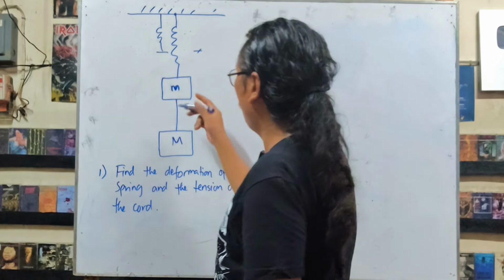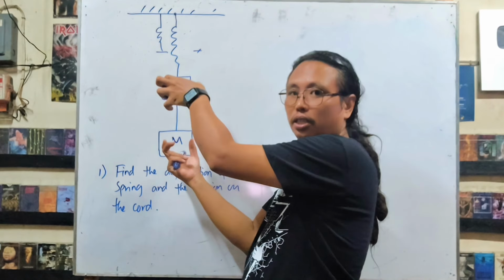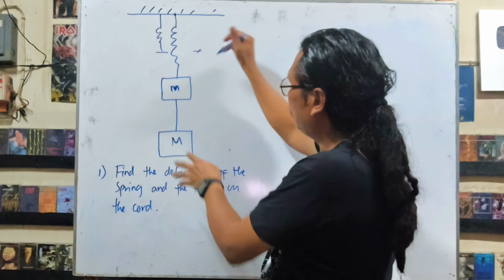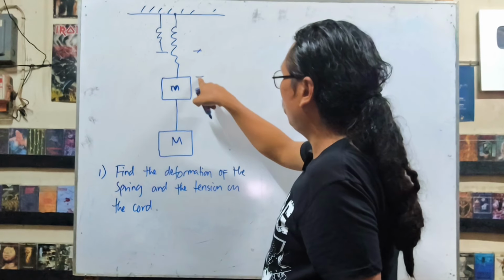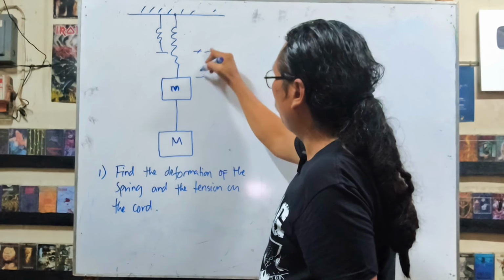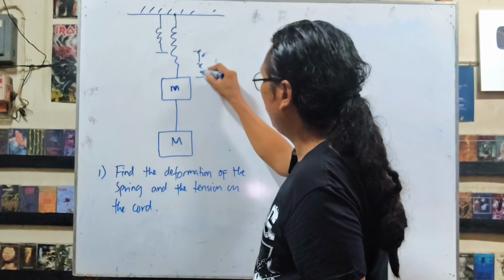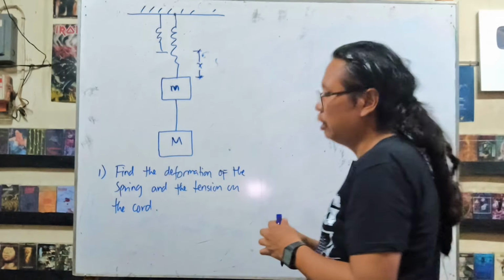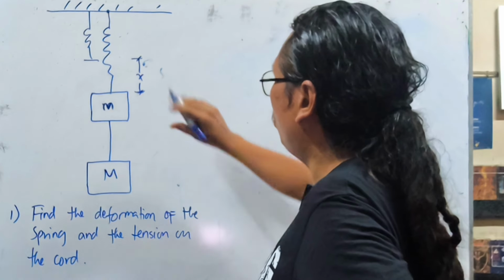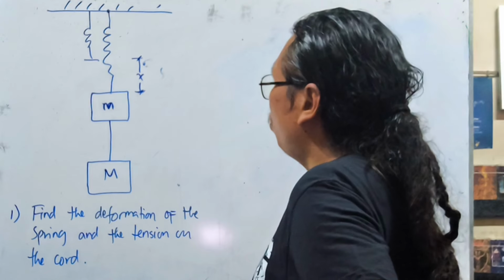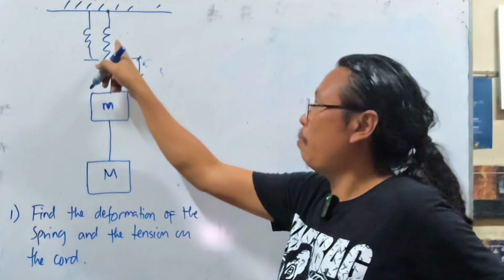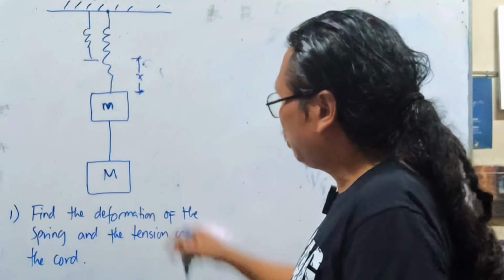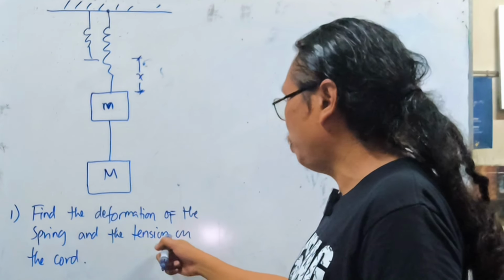So meaning, when we attach the two masses, it has deformed up to this point. This is what we are looking for, and let's call this x, or you can label it y. In order to know this, we have to put a free body diagram on this part right here. But first, let's solve the tension because it is easy to solve.